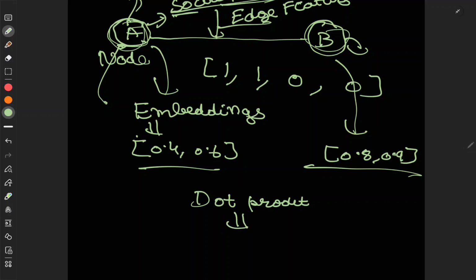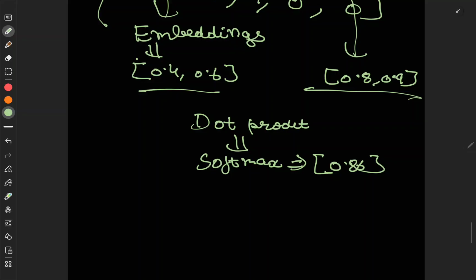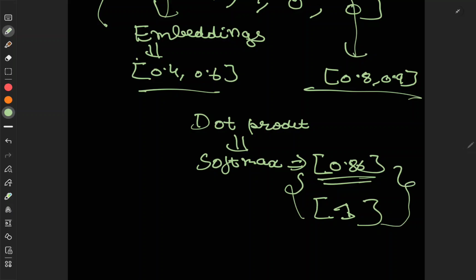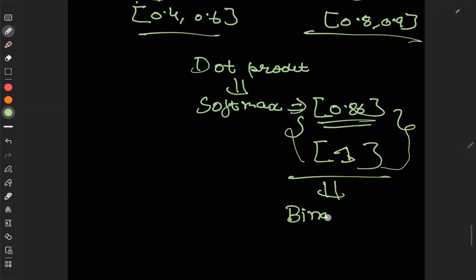Let's say after the dot product, we can apply softmax or sigmoid. We will apply softmax to convert this into a probability, and the score comes out to be, let's say, 0.86. Okay, and then we see whether there was an actual connection or not. So let's say the connection comes out to be 1. Then it just becomes a classification problem, right? And for a classification problem, we know that the loss function is binary cross entropy.